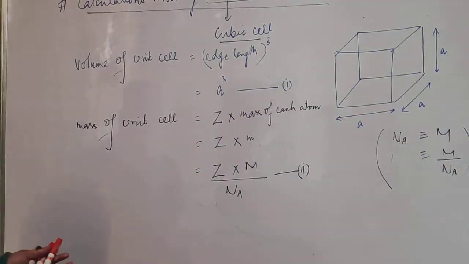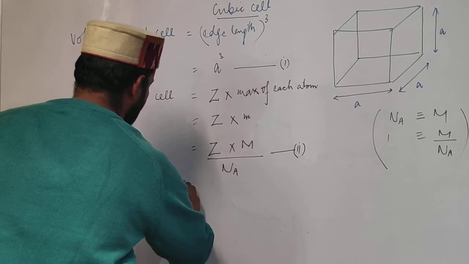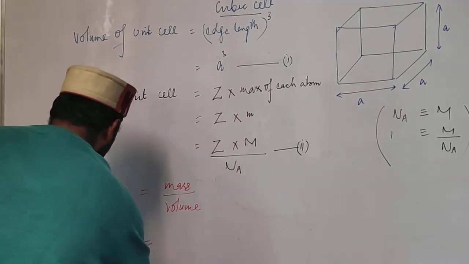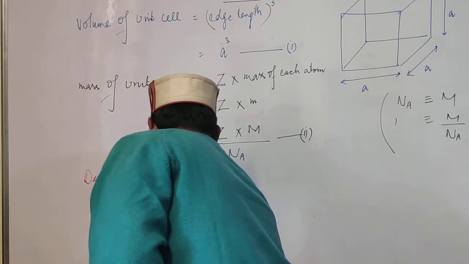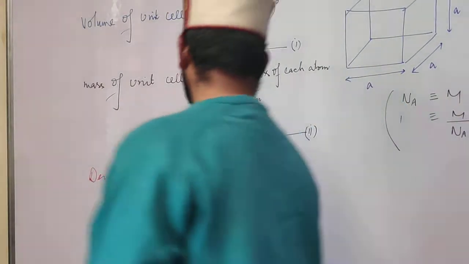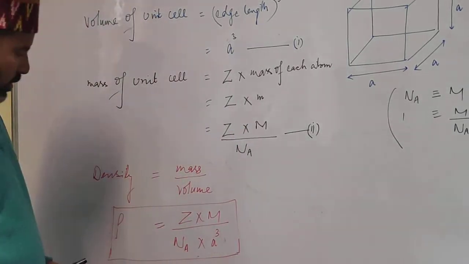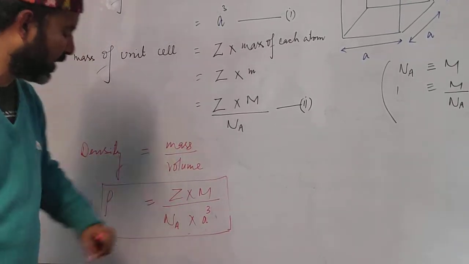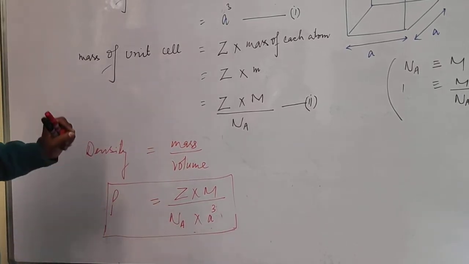Now students, we calculate density. So what is the density of the unit cell? Density is mass per unit volume. So we denote density by rho. So rho is equal to, the mass of the unit cell is Z into M upon Avogadro constant, and the volume is a cube. So student, using this formula we can now calculate density. In this formula we have density, the number of atoms per unit cell, molar mass, Avogadro's constant, and the edge length cubed. So out of these 5 parameters, if 4 parameters are known, the 5th parameter can be calculated.